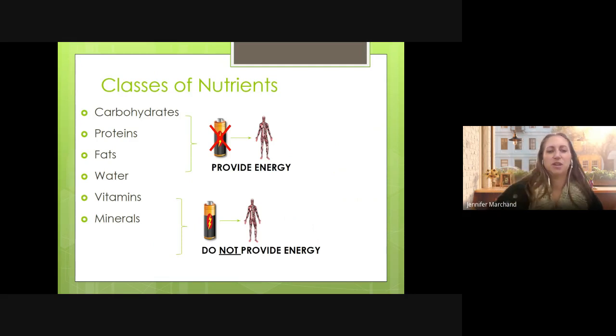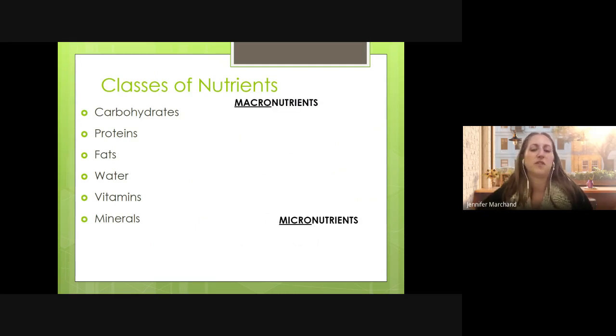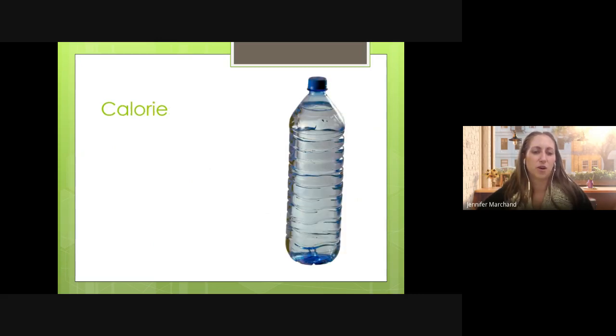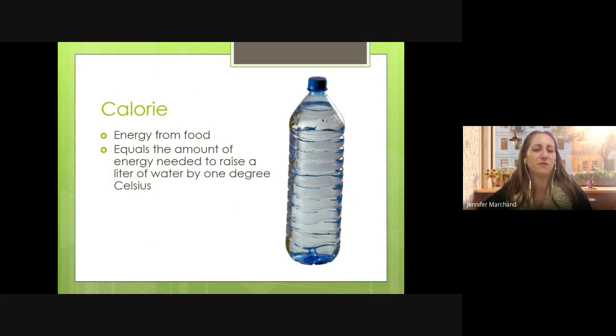So, like the truly food stuff is the stuff that gives us energy, and the water, vitamins, and minerals, they are essential, but they're just not going to provide us any energy. So those top ones are going to be our macronutrients, and then our micronutrients are going to be the water, vitamins, and minerals. So, what is a calorie?